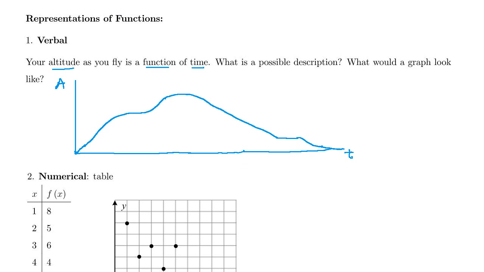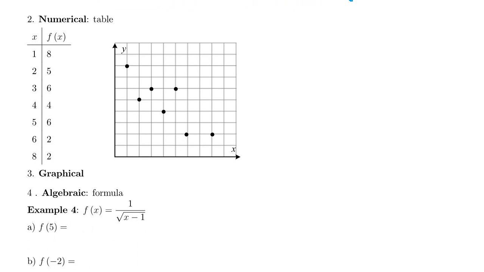Another way to look at functions is numerical, so a table. If you're given a table of x values and f of x values, then you can graph those. You can do what's called a scatter plot here, and I've graphed the values here. So when x is 1, f of x is 8. So I went 1 to the right and 8 up. So that's this point here.